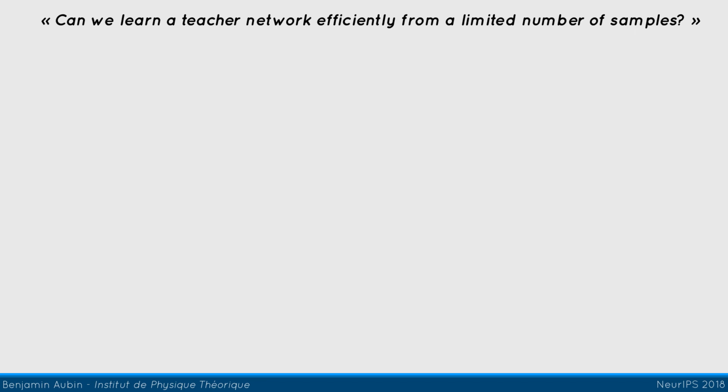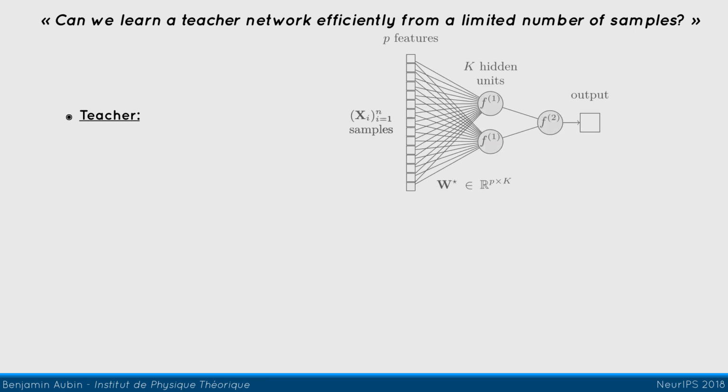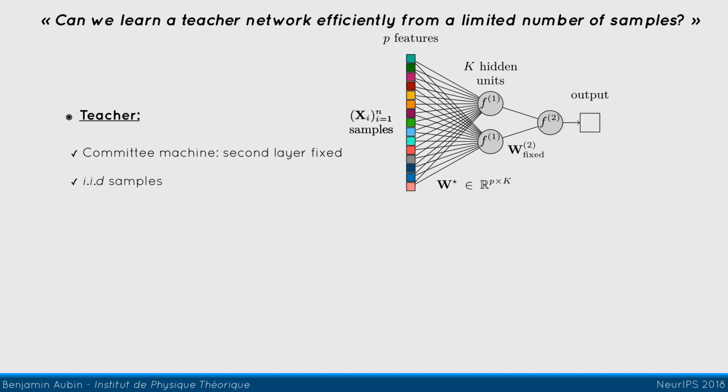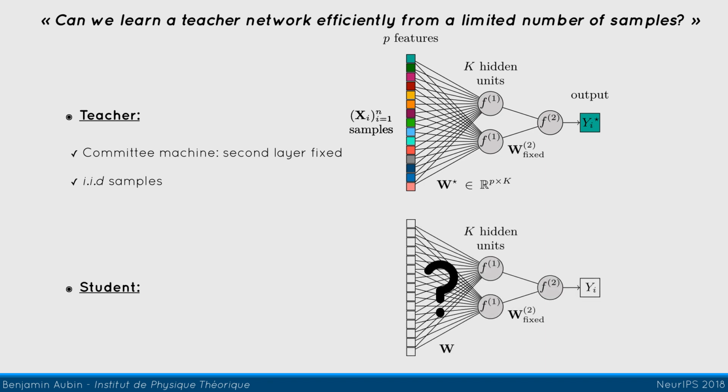We propose a theoretical approach based on a teacher-student typical case scenario, and we consider a two-layer neural network with fixed weights in the second layer, called a committee machine in the physics literature. The teacher with weights W star is fed with IID random samples and generates output Y star. The student has the same architecture and wants to learn W star using the training set provided by the teacher.